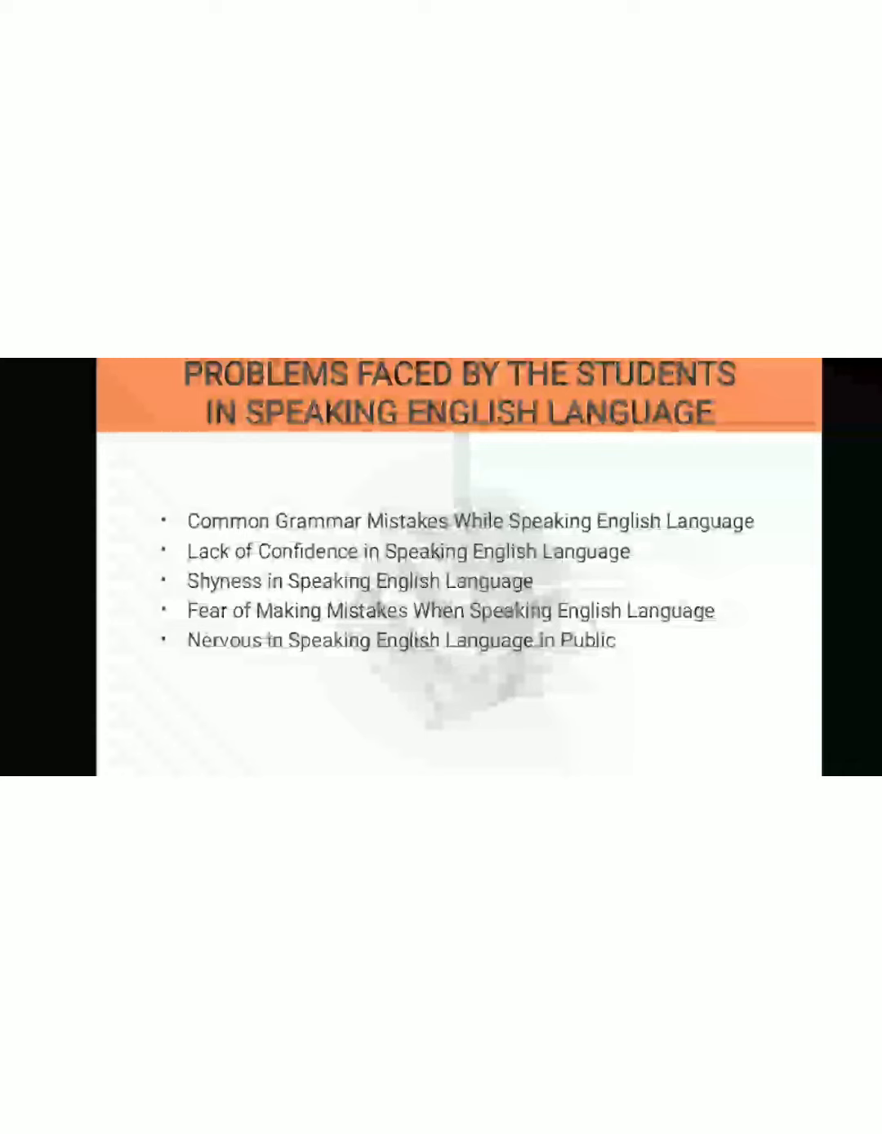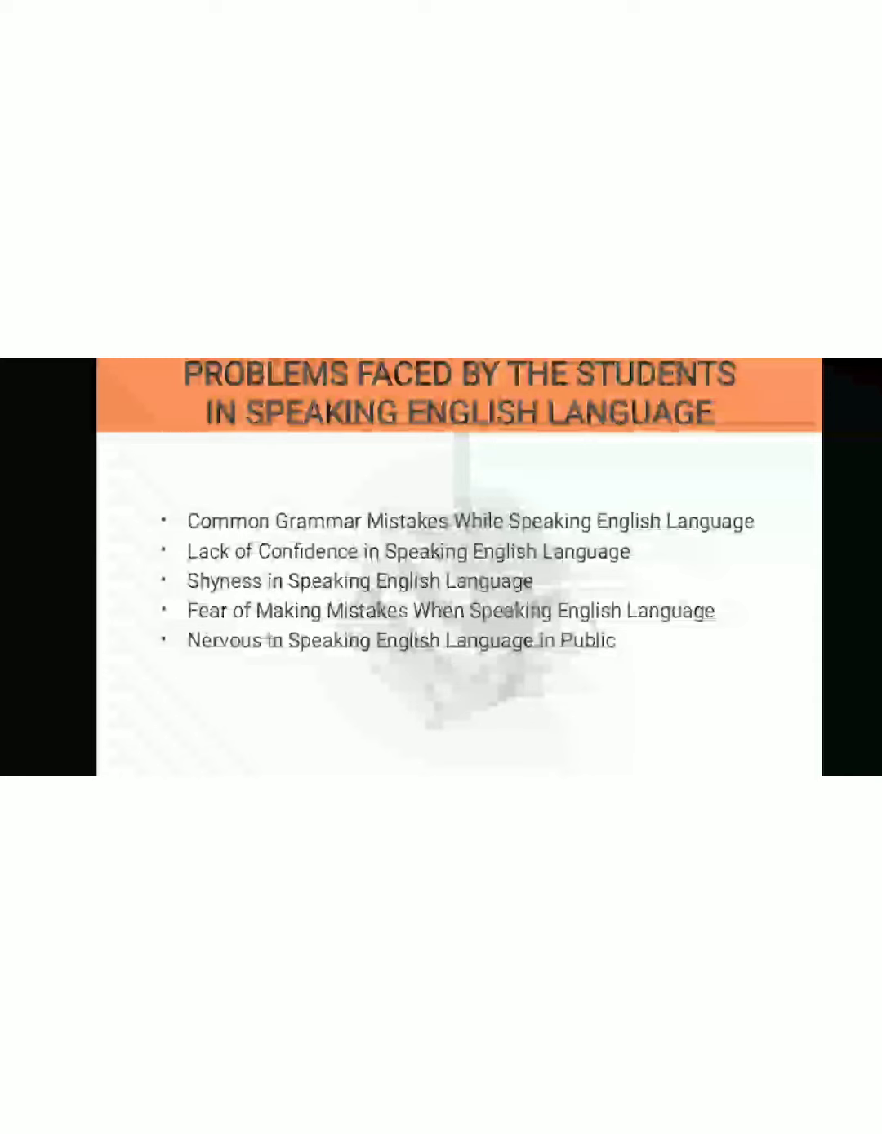The second is lack of confidence in speaking English language. Lack of confidence is also one of the reasons why the students cannot speak English language in public. They are not confident about themselves speaking English language in front of people. This is usually caused by the teachers. The teachers are not giving sufficient encouragement to speak English language in public. Self-confidence plays a very important role in speaking English language. If the students don't believe and are not confident in themselves, then they cannot speak English language.